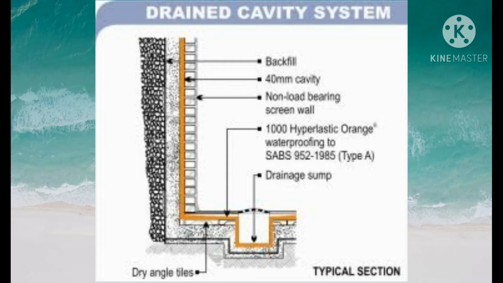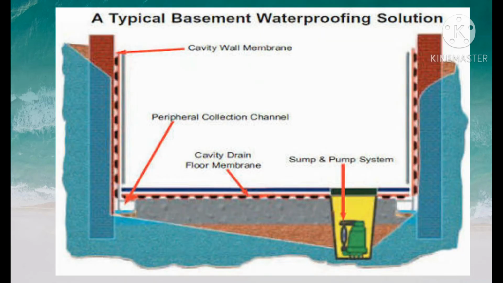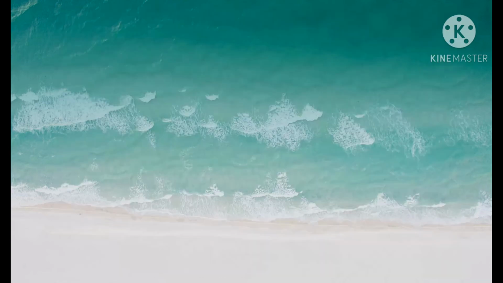This internal wall is built with a floor covering of special triangular precast concrete tiles, which allows the moisture from the cavity to flow away under the tiles to a sump, where it is discharged into a drainage system either by gravity or by pumping.